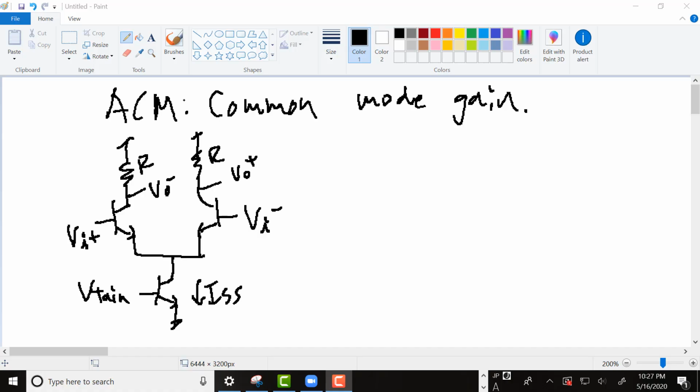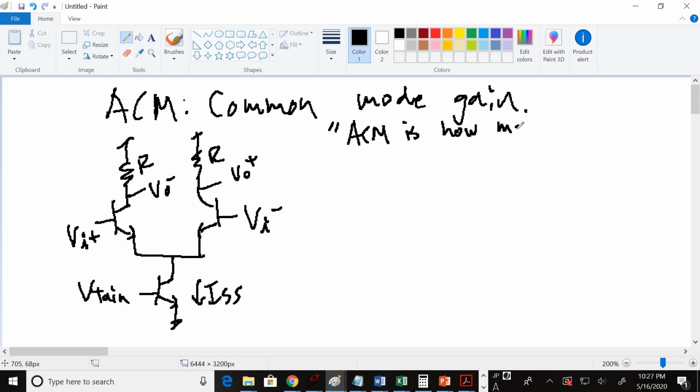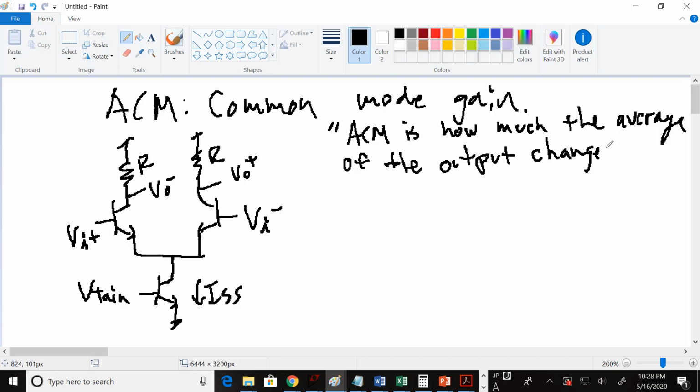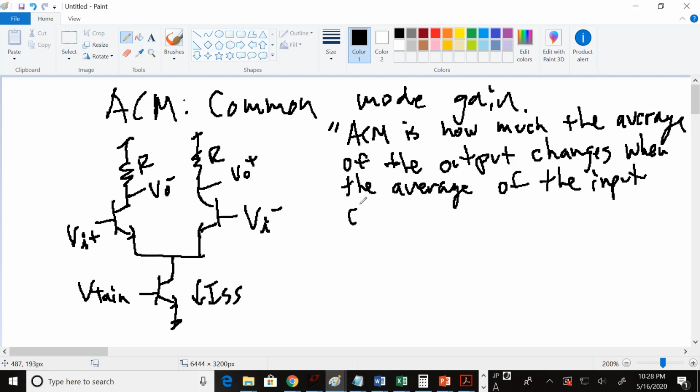This video talks about common mode gain. So in simplest terms, ACM, common mode gain, is how much the average of the output changes when the average of the input changes.